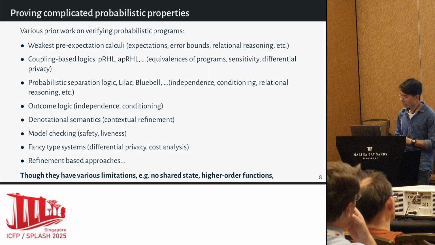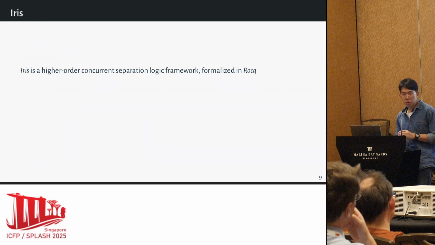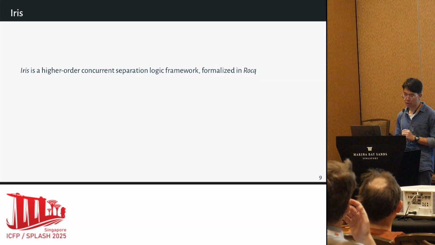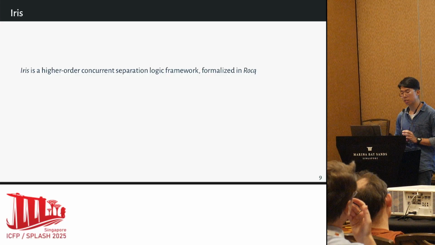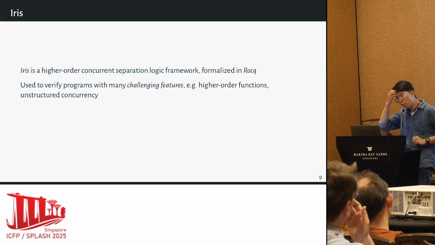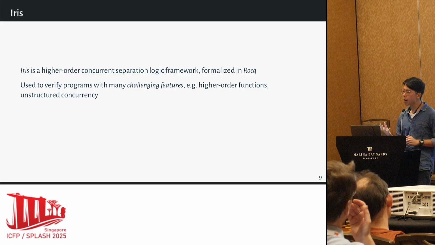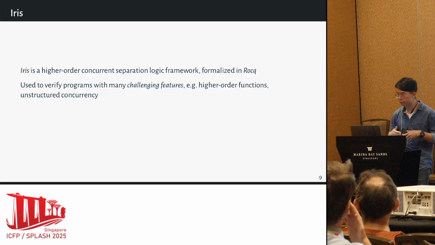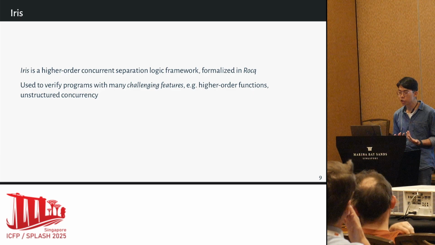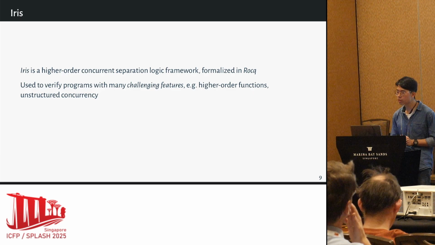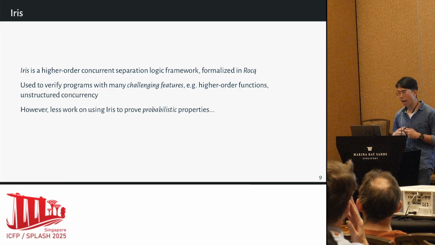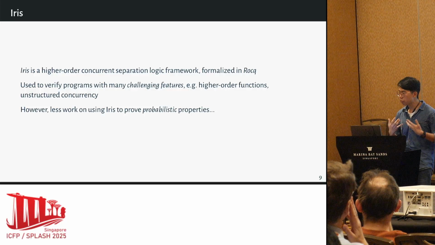To tackle the second problem, we can actually use Iris, which is a higher-order concurrent separation logic framework that is formalized in the proof assistant Rocq. In recent years, there's been quite a lot of work and success in using Iris to verify programs with these challenging features that I've just shown you, like higher-order functions or local state. The problem is that there isn't that much work in actually using Iris to prove probabilistic properties.